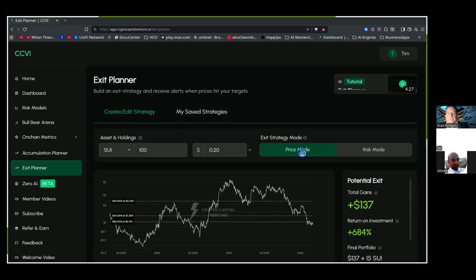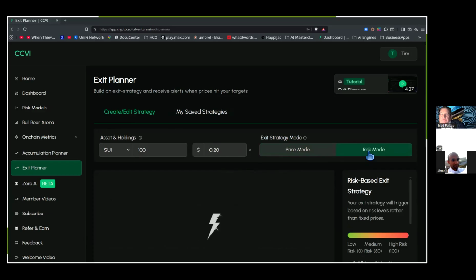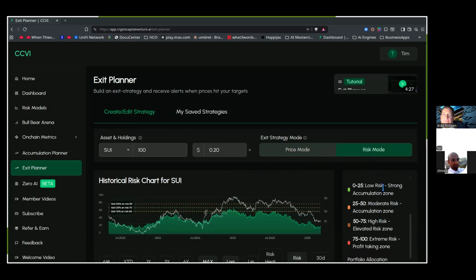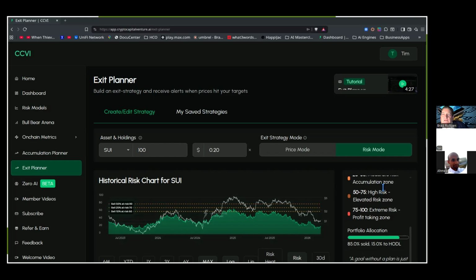If you had bought it at 20 cents, you'd have $137. Scroll down and see the thing about how many people are holding and how many people sold. Oh, there we go. Okay, keep going. Oh, that's the same. That's weird.